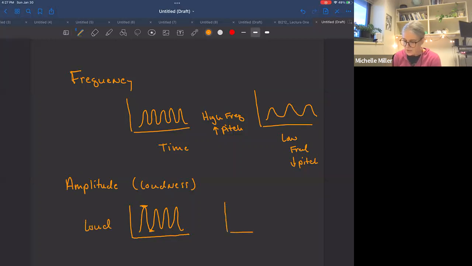And then if I were to look at this one, this would have a low amplitude. So this would be not loud. This would be a soft or quiet sound. So that has to do with the amplitude.